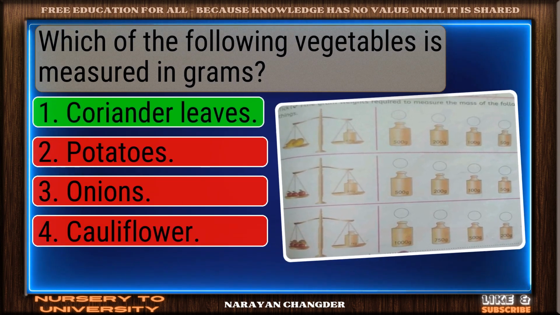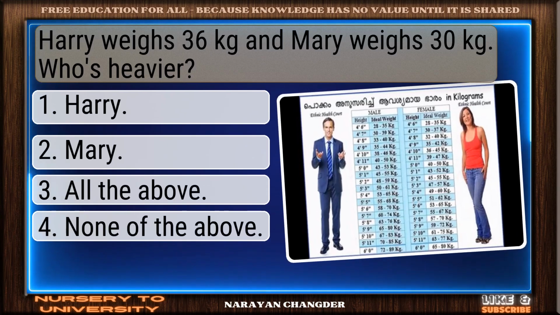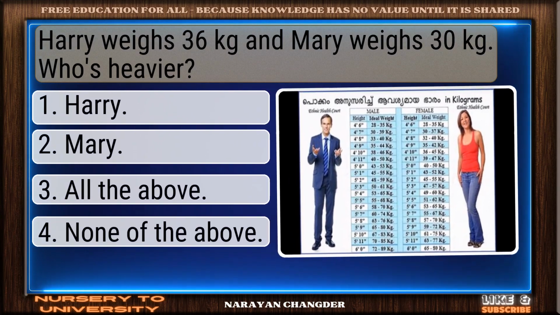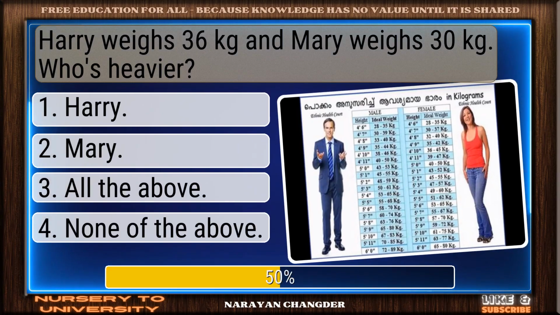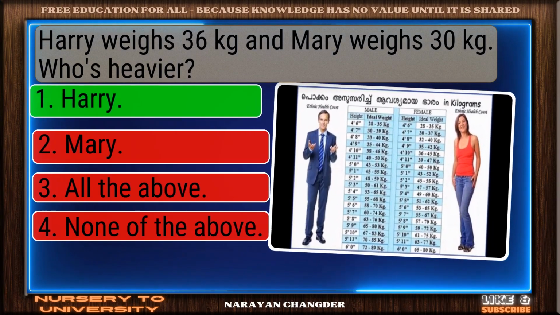Right again. Coriander leaves is a valid answer. Harry weighs 36 kg and Mary weighs 30 kg. Who's heavier? Great thinking. Harry is the right choice.